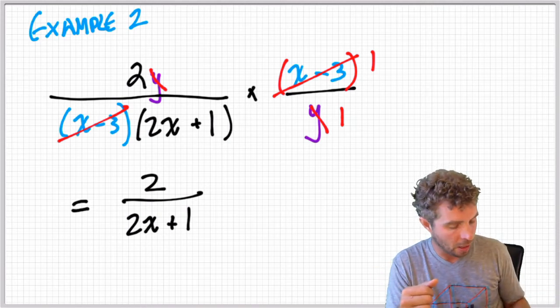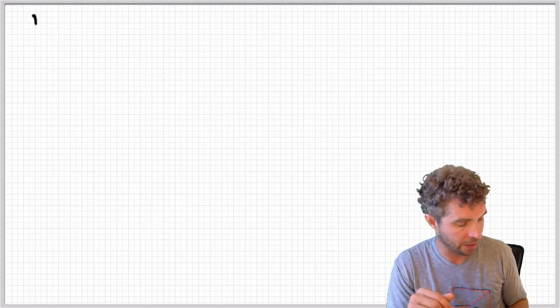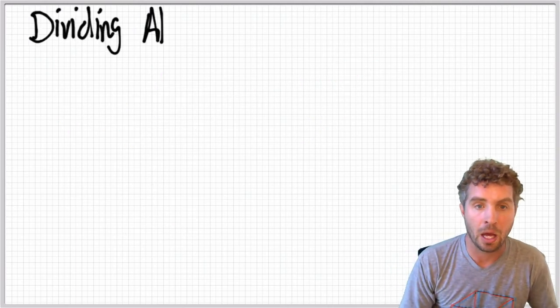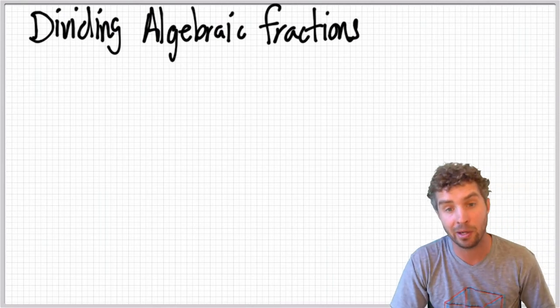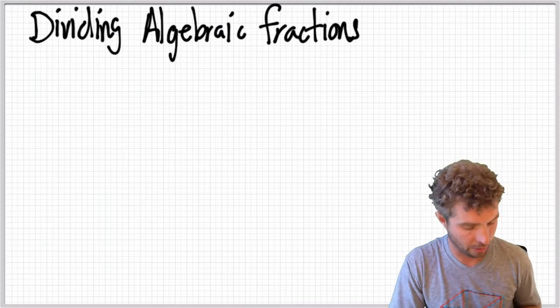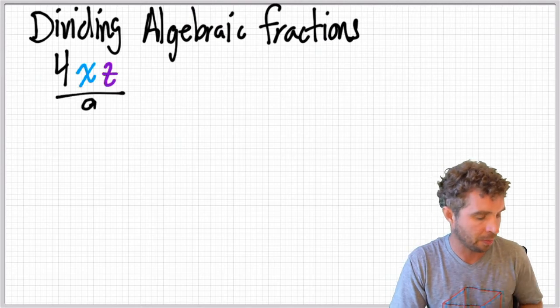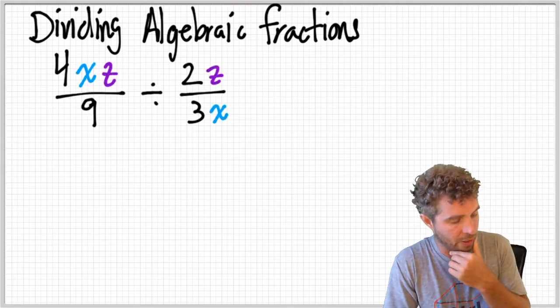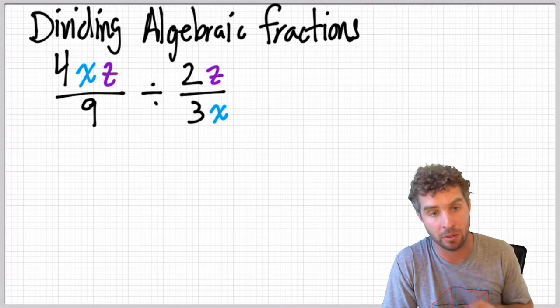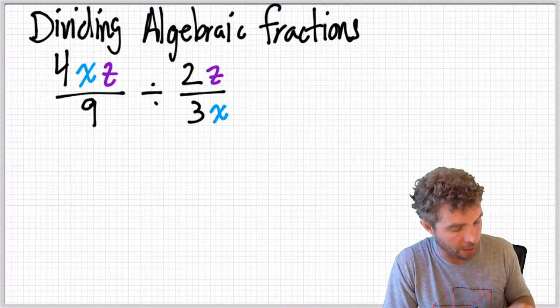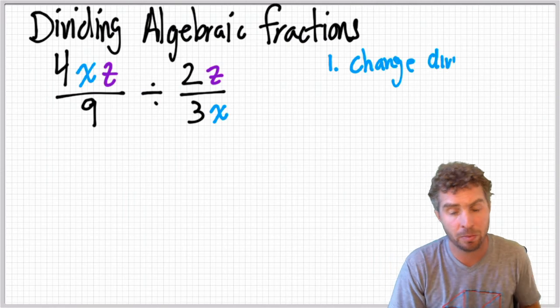All right, let's move on to dividing. Dividing algebraic fractions. There is one really very important step here. So let's first get an example. Write this down: 4xz over 9 divided by 2z over 3x. All right, simple enough.